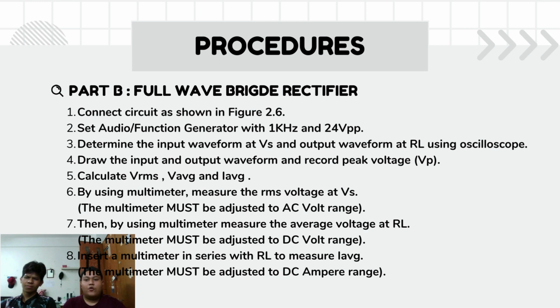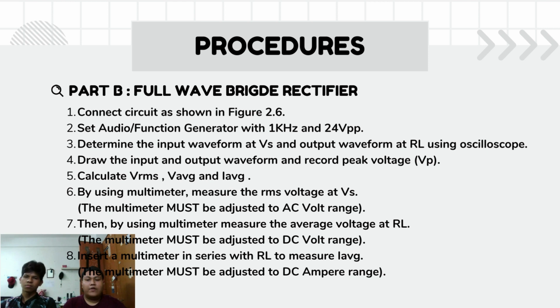Procedure for part B, full wave bridge rectifier. Number 1, connect circuit as shown in figure 2.6. Number 2, set function generator with 1 kHz and 24 VPP. Number 3, determine the input waveform at Vs and output waveform at RL using oscilloscope. Number 4, draw the input and output waveform and record peak voltage.